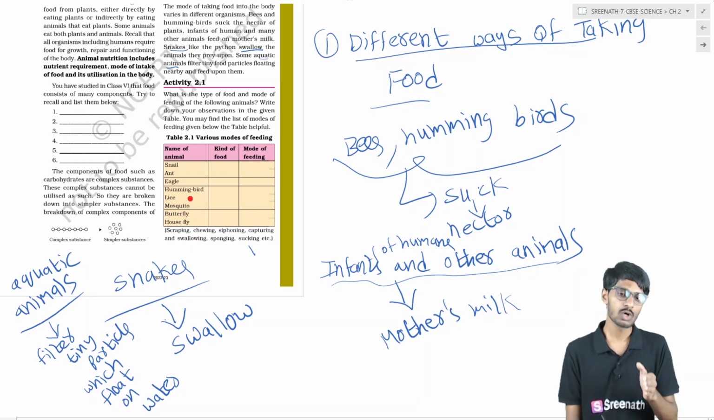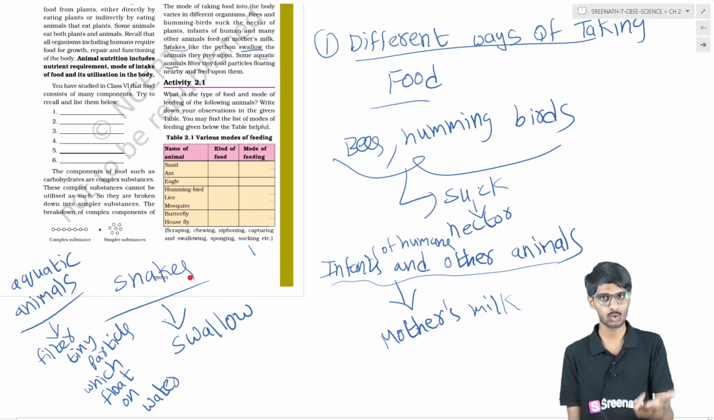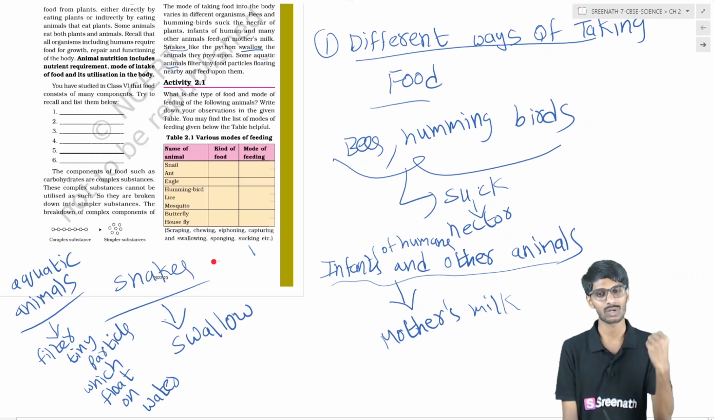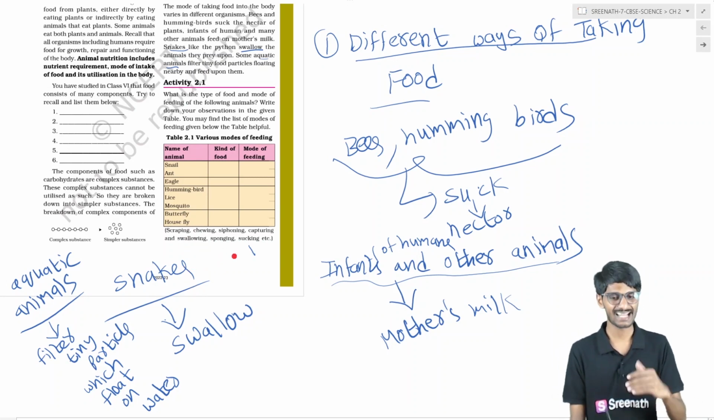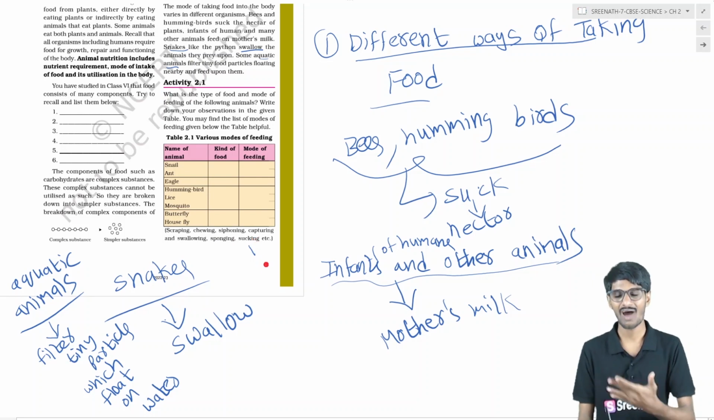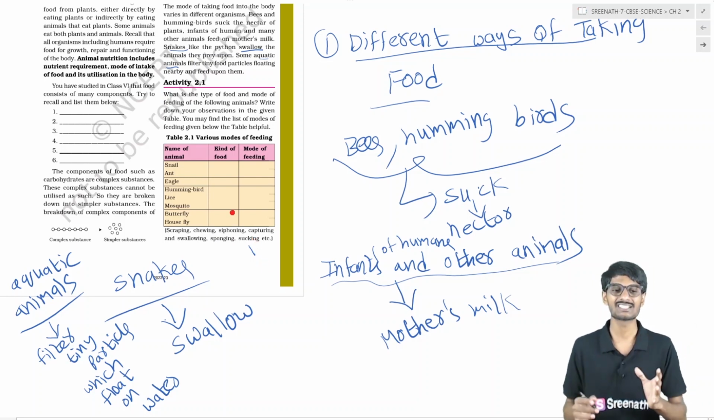If possible, please extend this table and write the names of different animals which you are familiar with, and write which kind of food they are eating and the mode of feeding, how they are taking their food. So this is your activity. Do this.